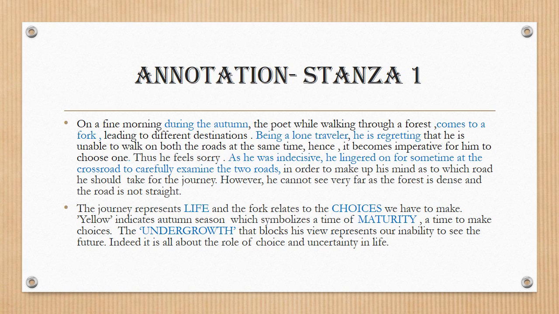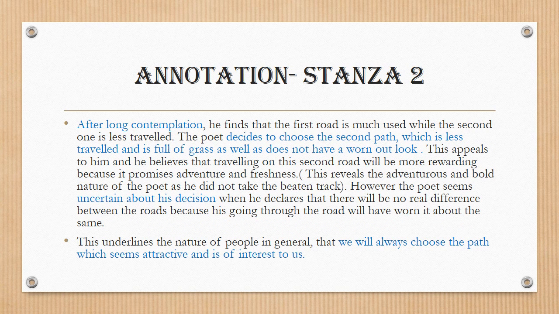In the second stanza, you will find that the poet, after long contemplation, finds that the first road is much used while the second one is less traveled. So he decides to choose the second path, which is less traveled and is full of grass, as well as does not have a worn-out look. Now this appeals to him a lot. Moreover, he believes that traveling on the second road will be more rewarding as it promises adventure and freshness.